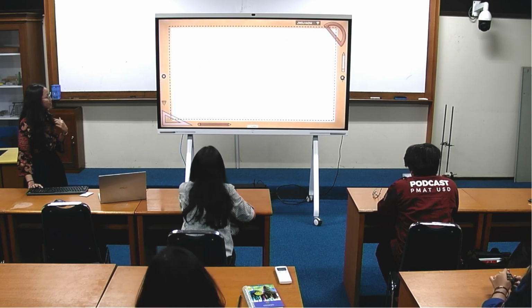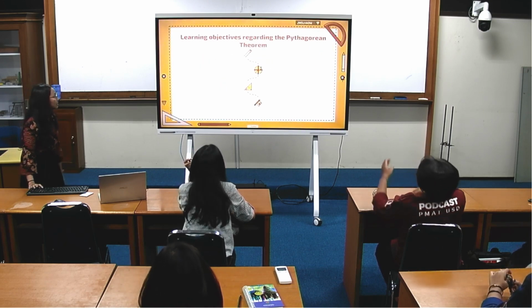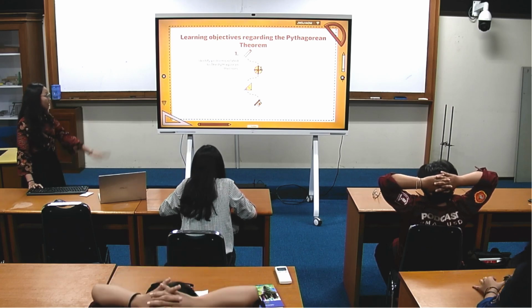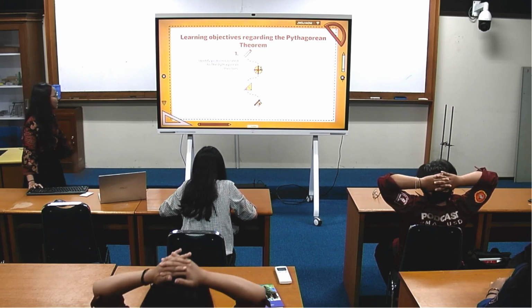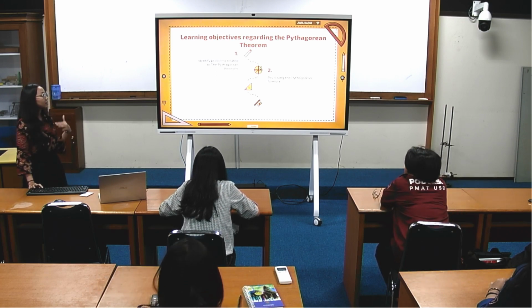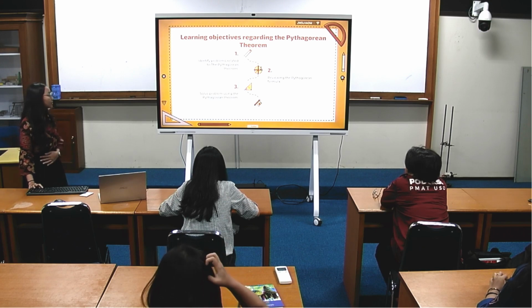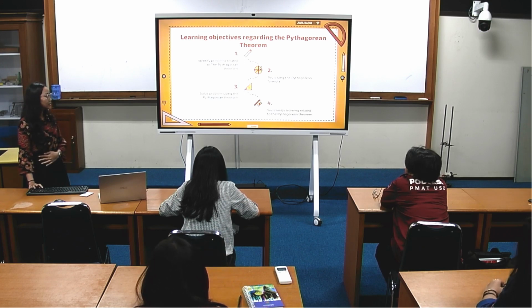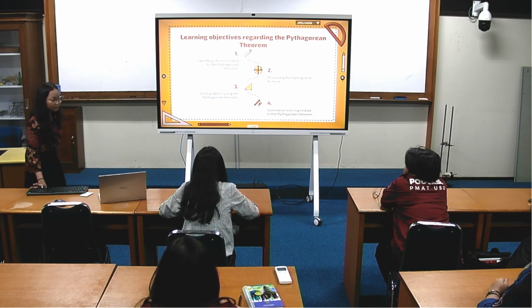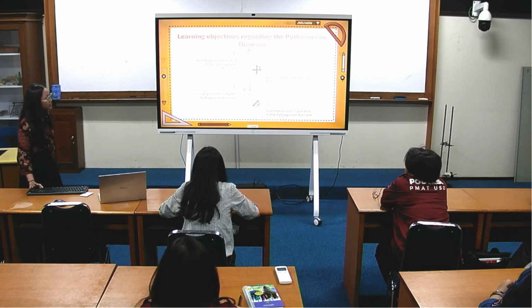This is our material today. These are our learning objectives regarding the Pythagorean theorem. First of all, we will identify the problems related to the Pythagorean theorem. Second, we will review the Pythagorean formula, and then we solve problems using the Pythagorean theorem. In the end of this lesson, we will summarize our learning related to the Pythagorean theorem. Before we start the material, I'll ask you some questions.